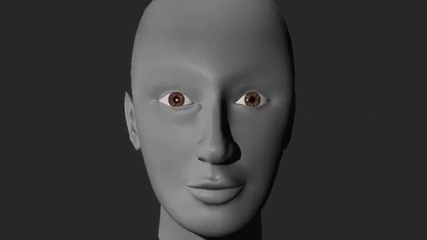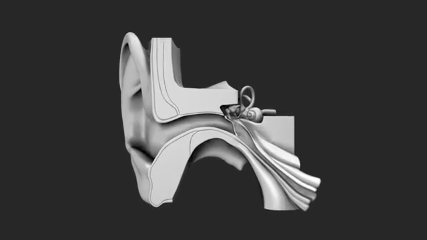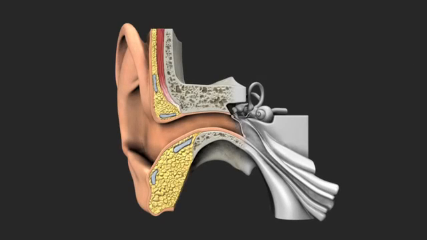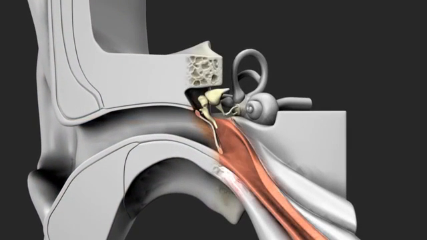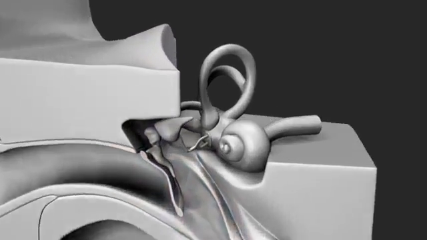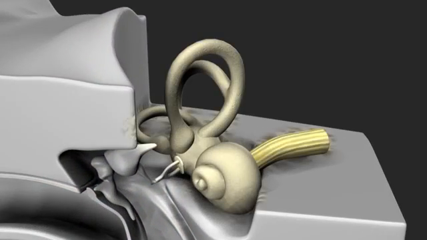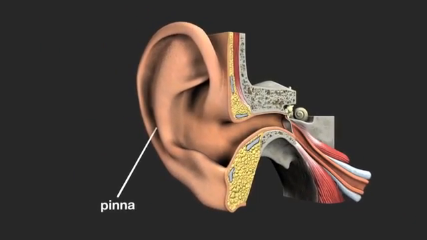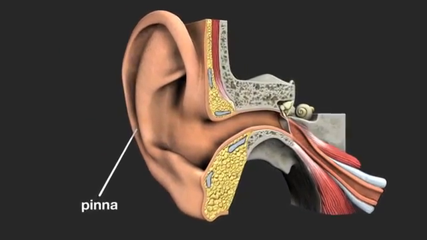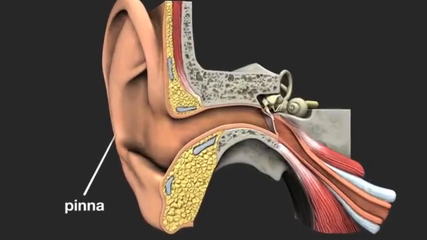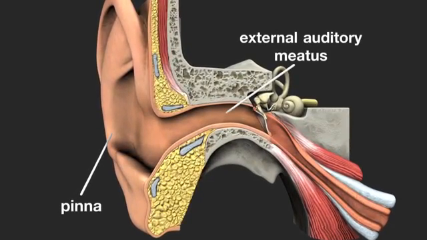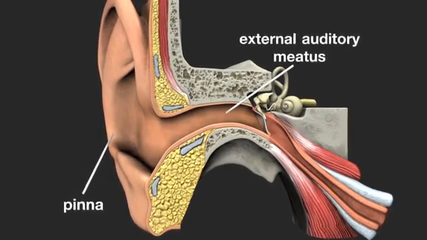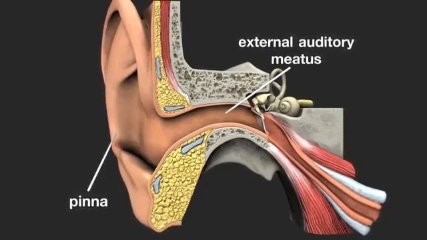The human ear is made up of three parts: the outer, middle, and inner ear. The outer ear consists of the pinna, which serves as protection for the delicate inner parts of the ear, and the external auditory meatus, the ear canal, which collects sound and directs it towards the eardrum.